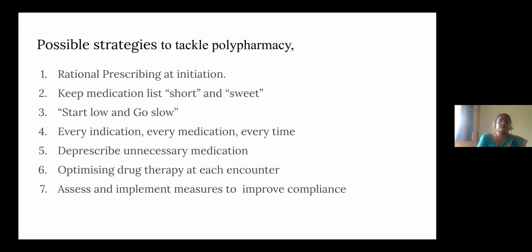So, these are the possible strategies to tackle polypharmacy, the wicked problem. Rational prescribing at initiation. Keep medication lists short and sweet. Start low and go slow. Know every drug, for every medication, know every indication at every time. Deprescribe unnecessary medication and optimize drug therapy at each encounter. Assess and implement measures to improve compliance.